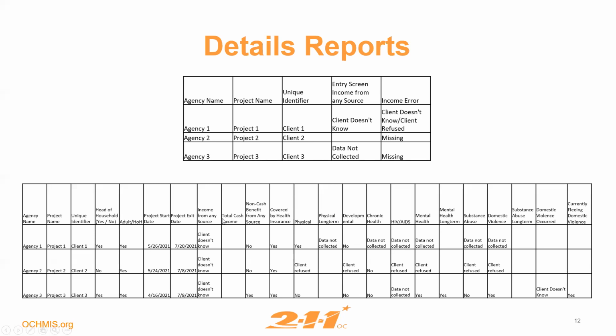relies on you having a strong understanding of what is required for who. So for example, on this chart, it says income from any source. There will be some blanks on this because children are not required to collect income information. And there is a filter for you to filter on head of households and adults. So you would have to know for income, first I need to filter by adults or head of household and then review the income field to see where the errors are.